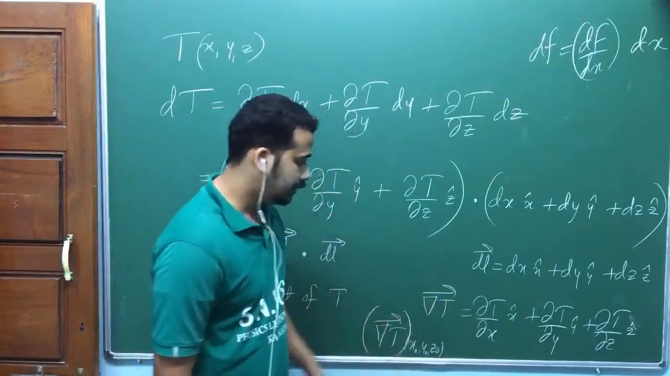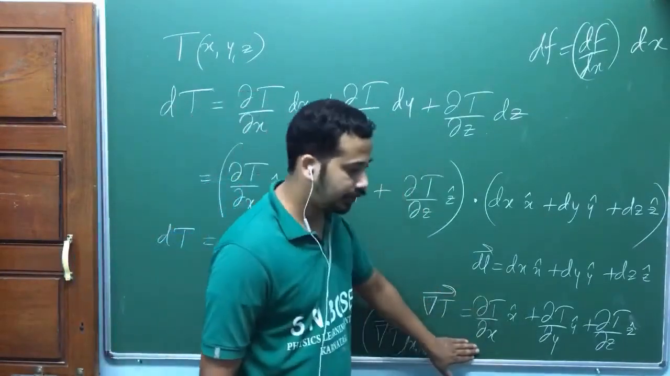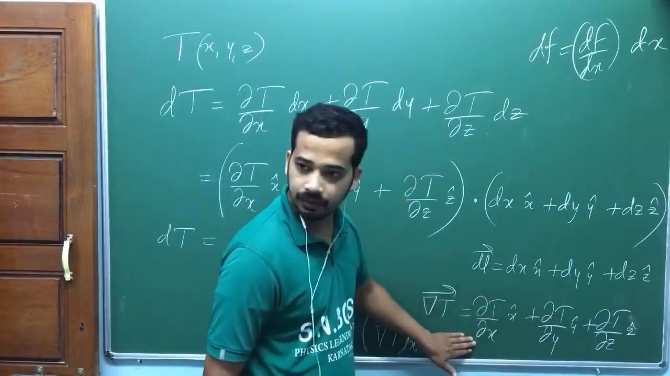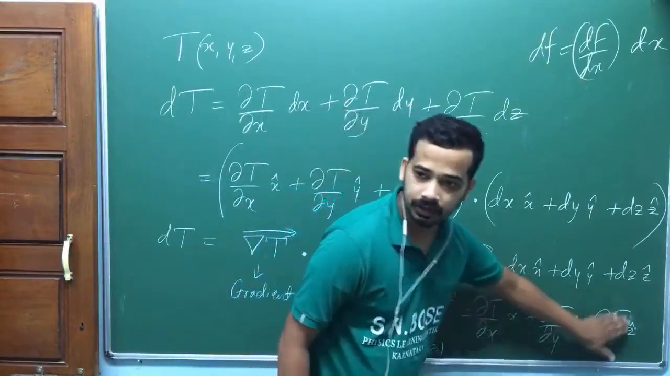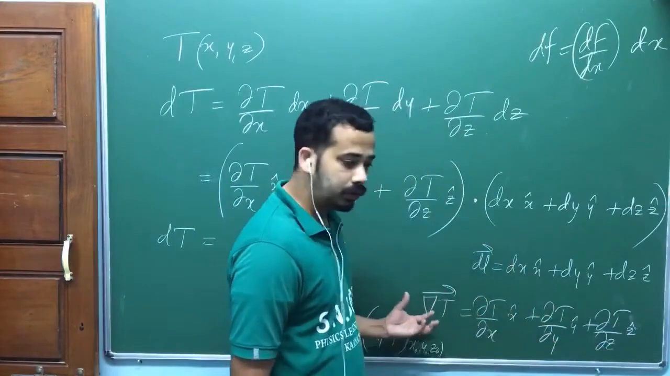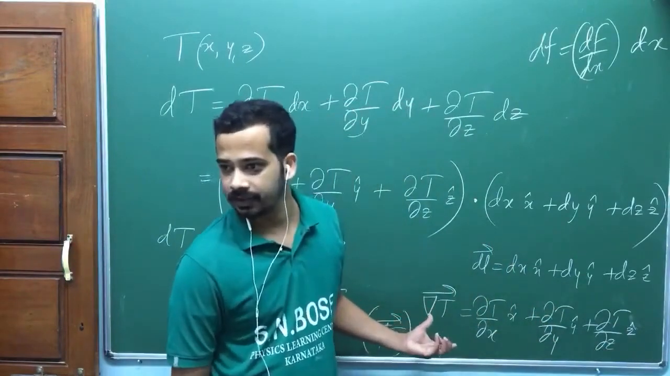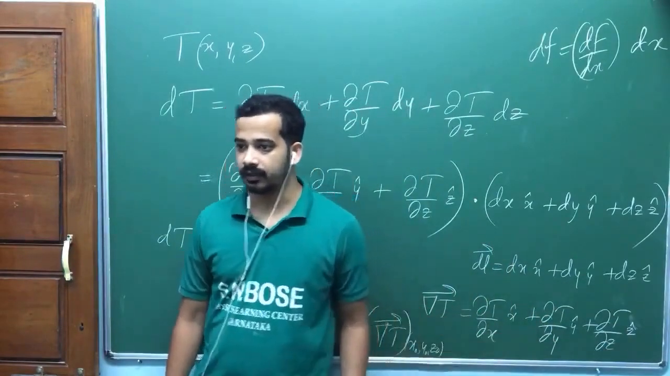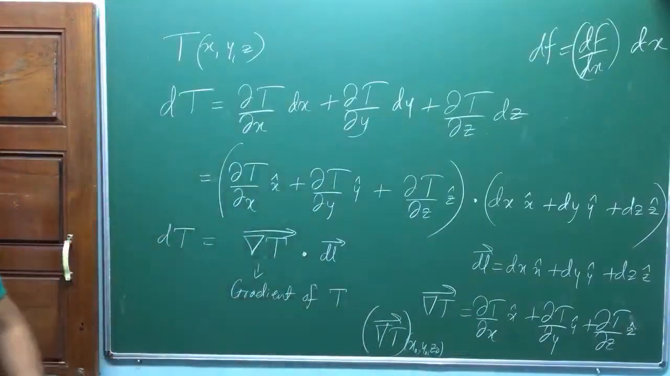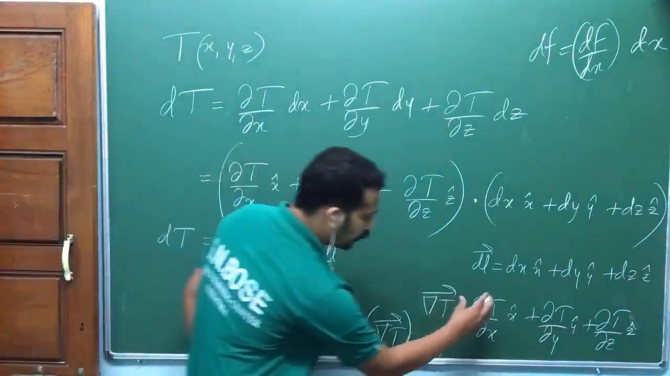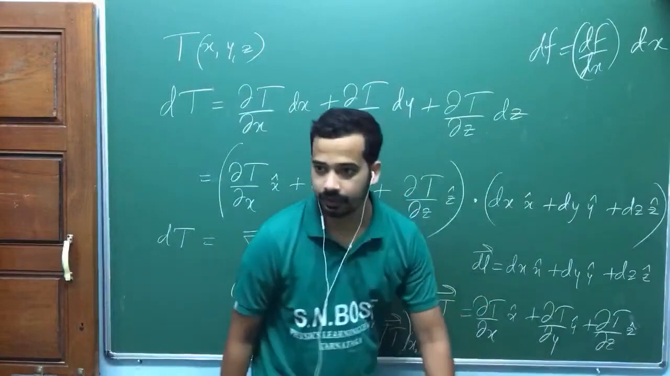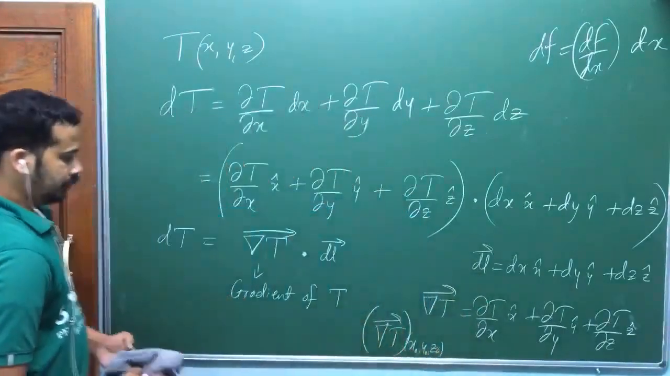This is del T. Again, this also depends on x, y, z. This also depends on x, y, z, isn't it? As a whole, this is a vector field actually. Gradient is a vector field that depends on x, y, z. Each of these components depends on x, y, z. Observe that one. Is that okay? Yes.